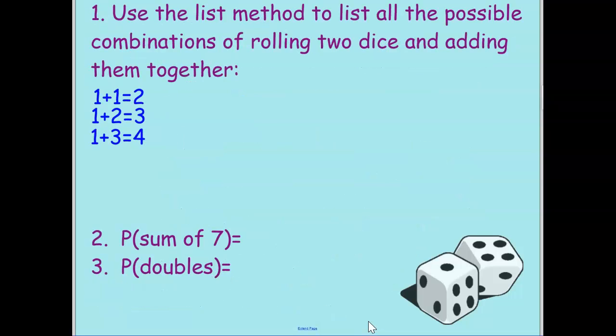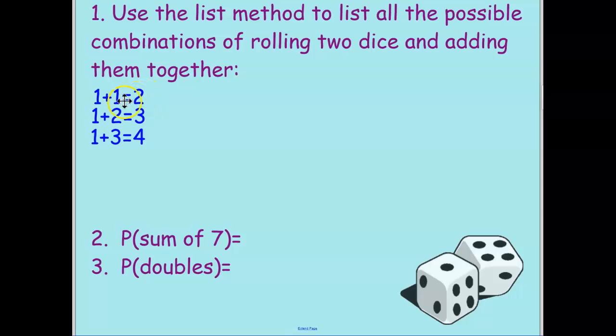Okay, last one, guys. So I want you to try the list method to list all the possible combinations of rolling 2 dice and adding them together. Okay, so we've done it before with the table. We're going to try it a little differently with the list method. So I got you started, okay?